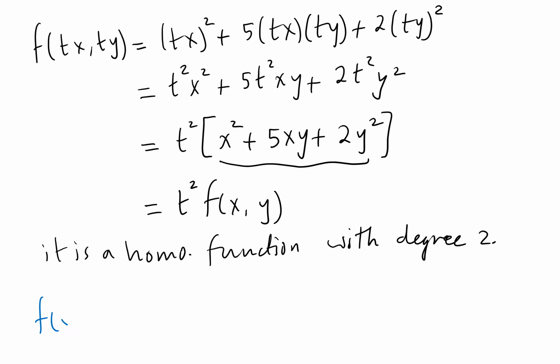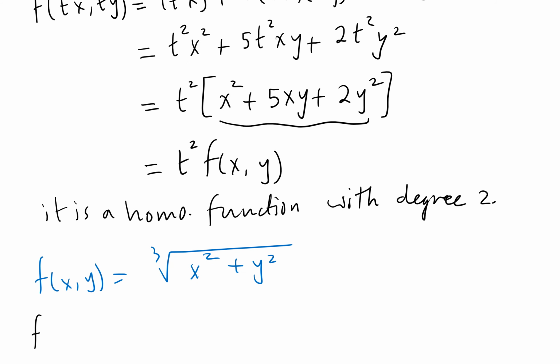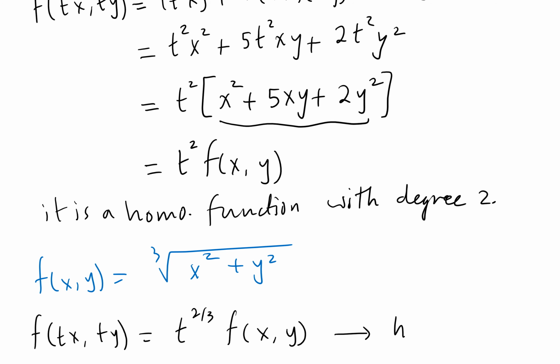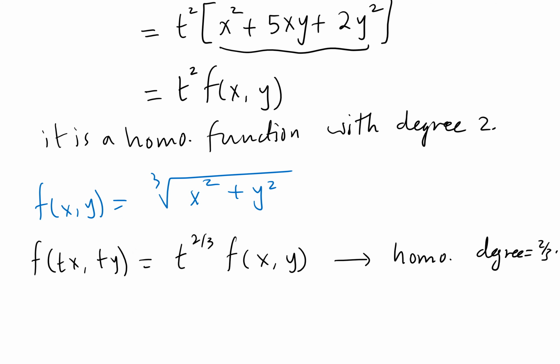If you look at another example, f of xy is the cube root of x squared y squared, and try to find f of tx comma ty. You will get t to the 2/3 f of xy. So it's a HOMO with degree 2/3. The degree 2/3 is fine. It doesn't have to be an integer.